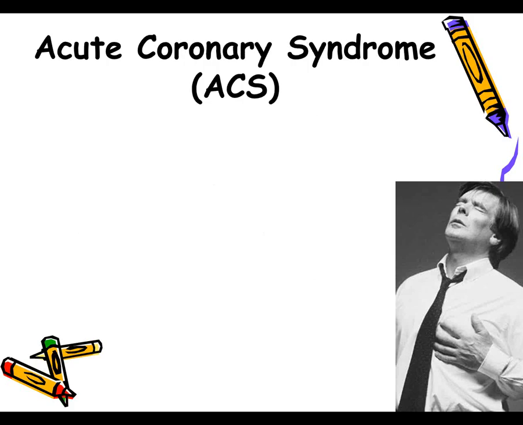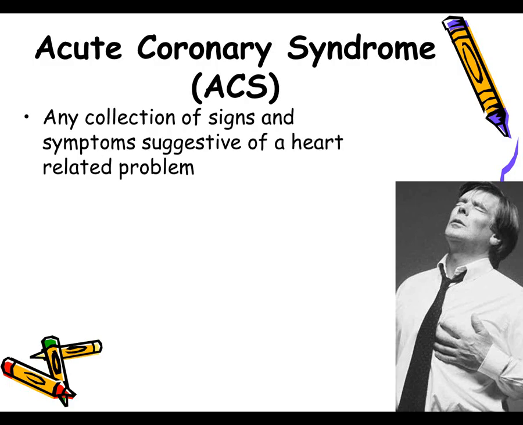So an acute coronary syndrome, if we break those words down, acute means sudden, coronary refers to the heart, and a syndrome is a collection of signs and symptoms. So an acute coronary syndrome would be a collection of signs and symptoms that lead me to believe I'm dealing with a patient who has a heart problem. And those problems could be stable or unstable angina, and we'll talk about the difference between the two.